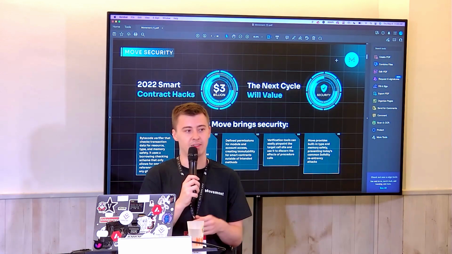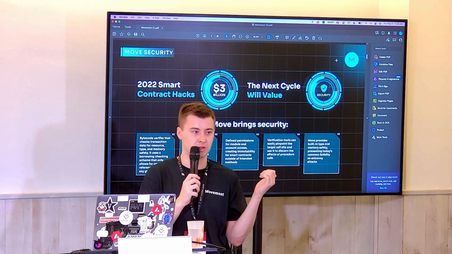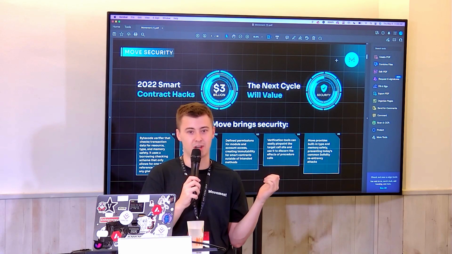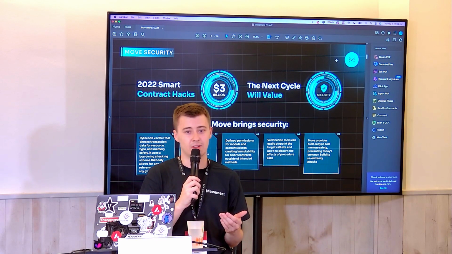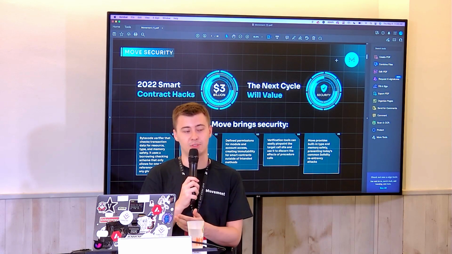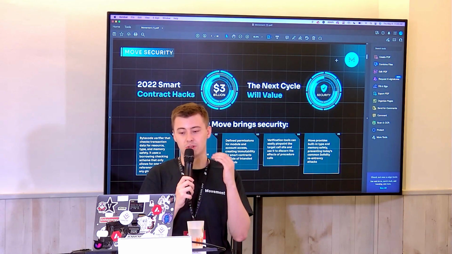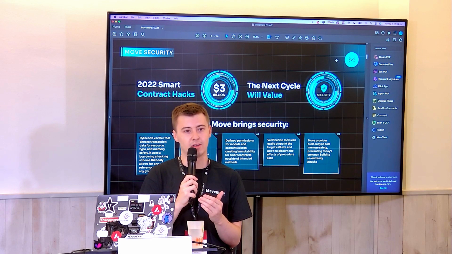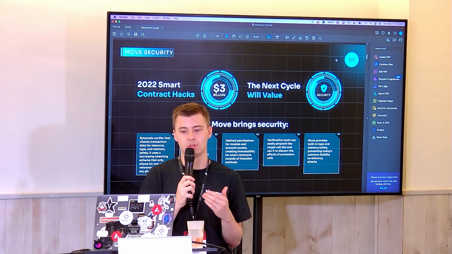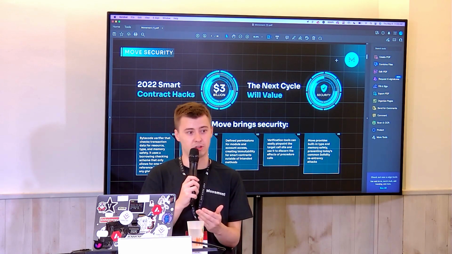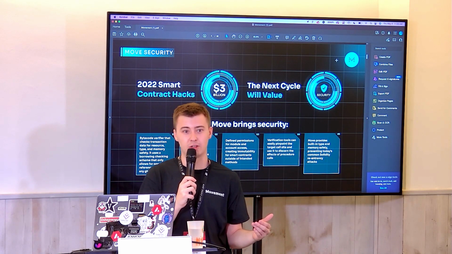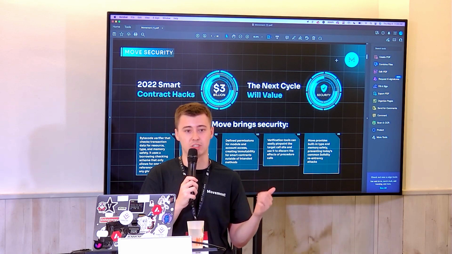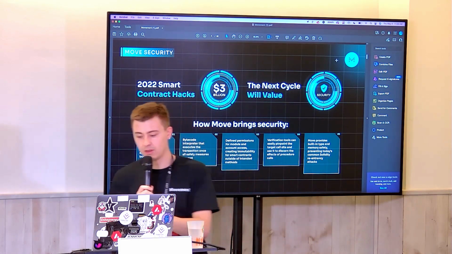Looking back at the last cycle in 2022, we saw around $3.6 billion in smart contract hacks, which was more than ever. And if we are going to see mass adoption, we need to address this problem. And Move being able to bring intrinsic security into the market is a very powerful value add for onboarding the next generation of retail users and Web3 investors.